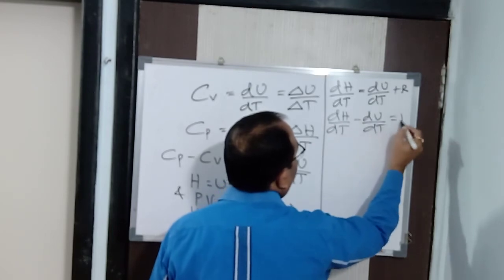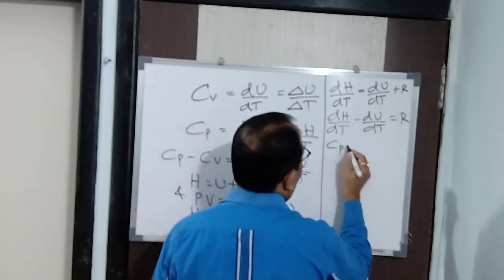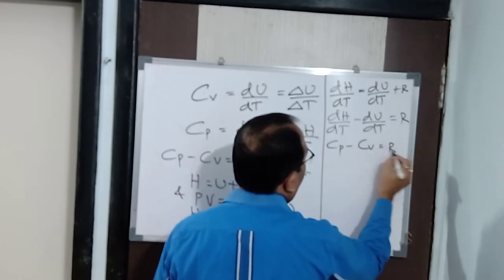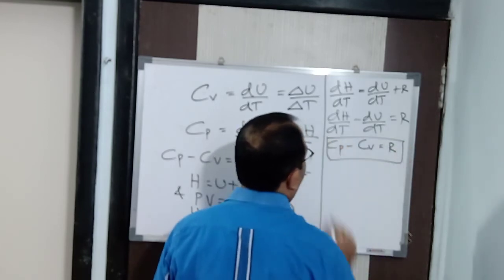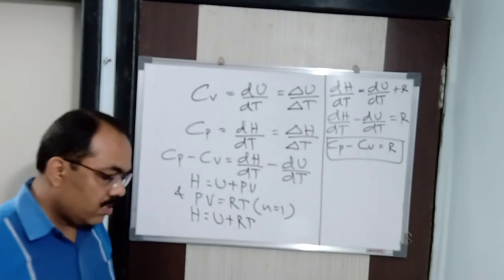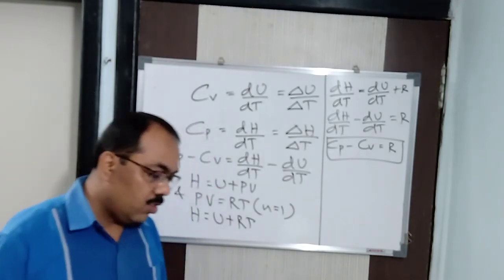We got it as R. What is dH by dT? It is Cp. What is dU by dT? Cv. So Cp minus Cv is equal to R. We got the formula. It's a very important formula. Cp minus Cv is equal to R.